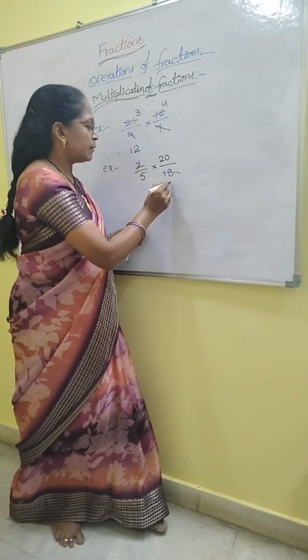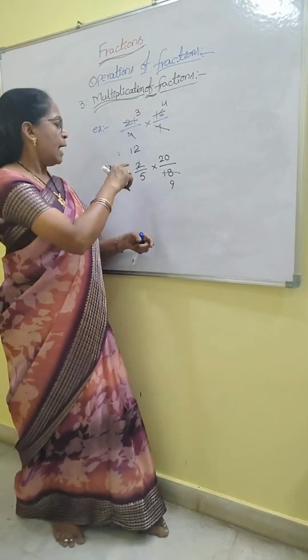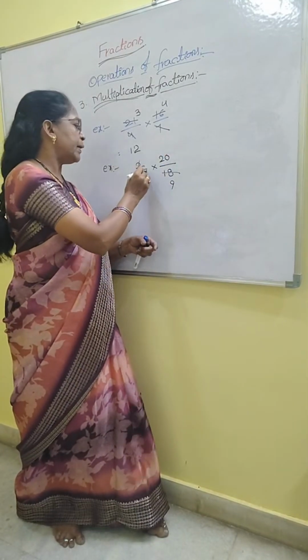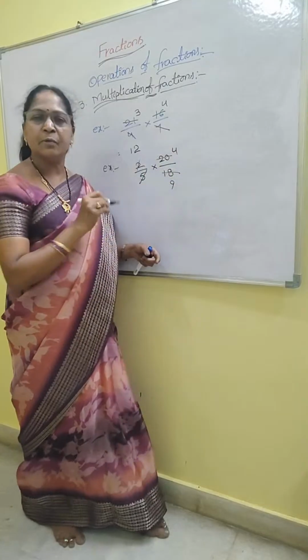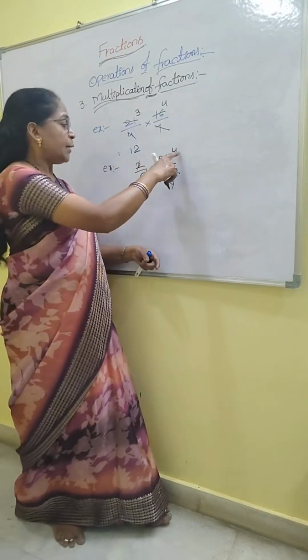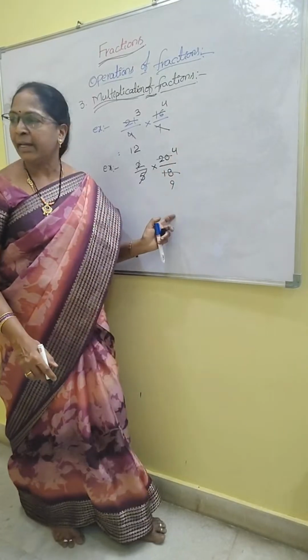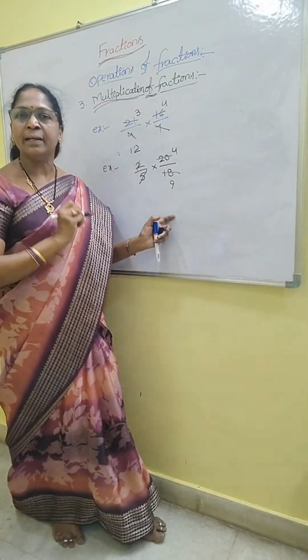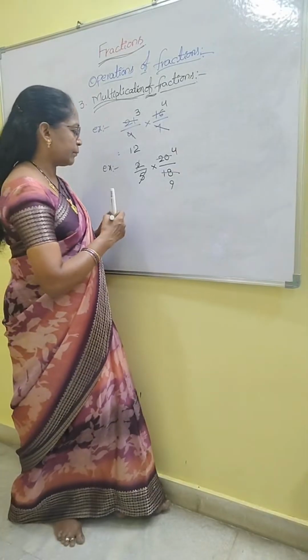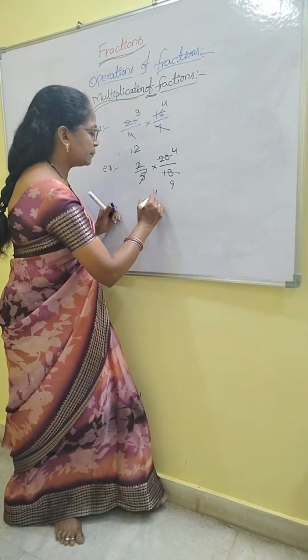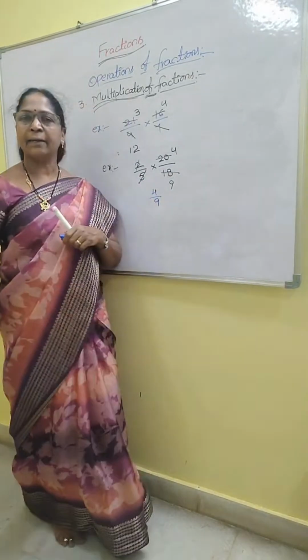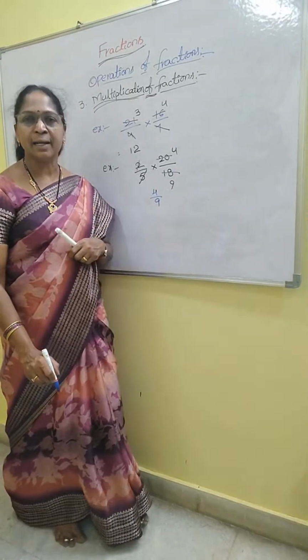2 9s are 18, as well as 5 goes in 20 4 times. 5 4s are 20. That means finally, what are the remaining numbers here? 4 by 9. That means 4 by 9 is the right answer. 4 by 9. This is the final answer.